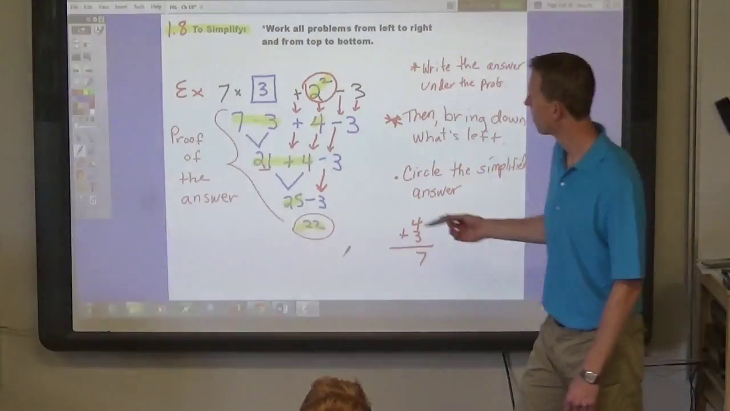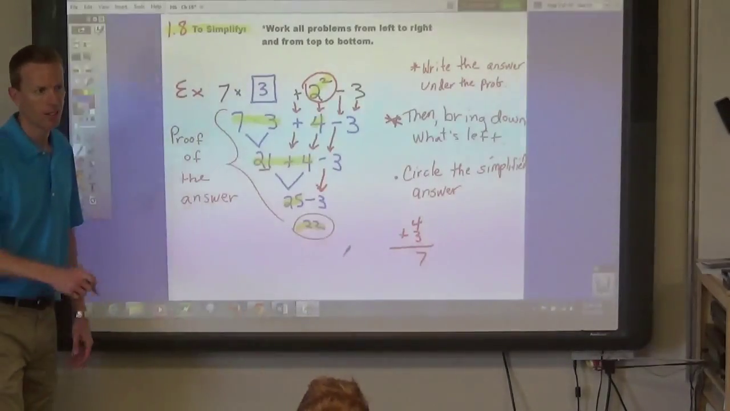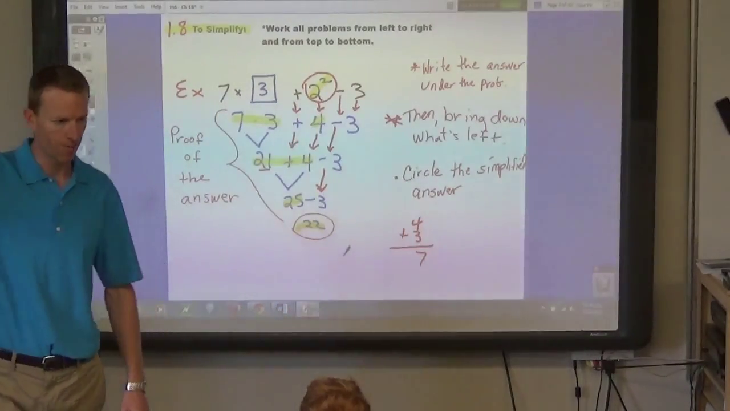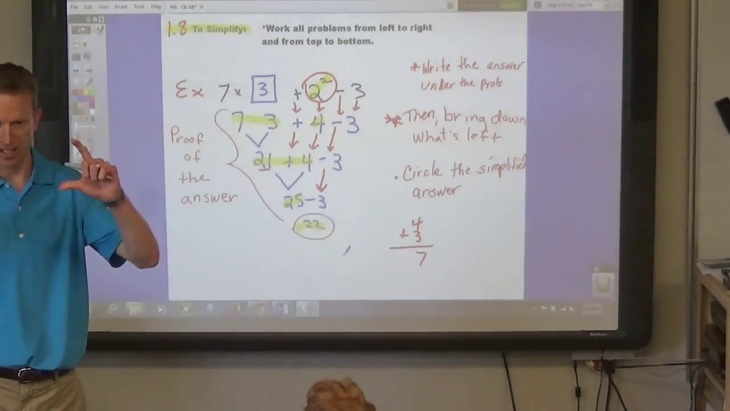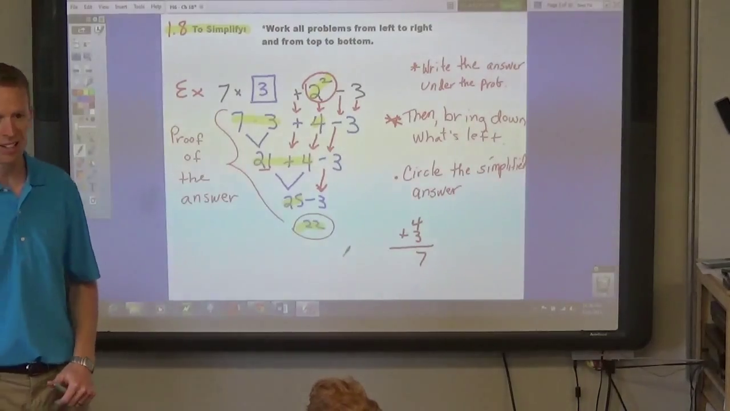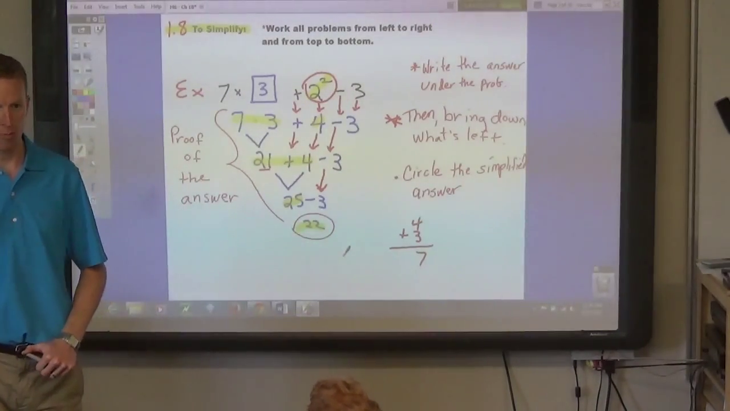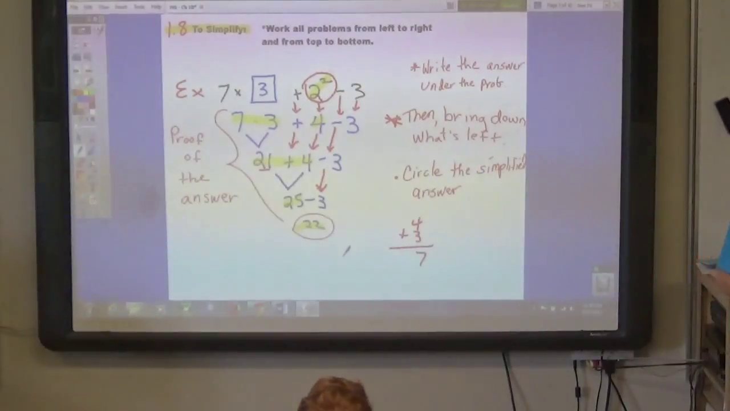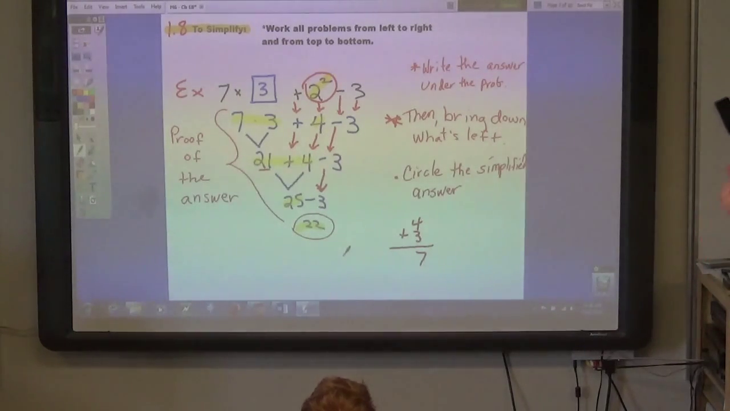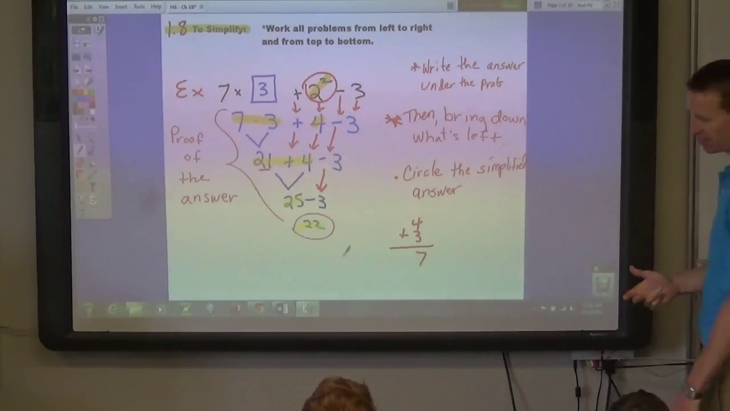Now, any questions so far? Let's go through the steps. First, in parentheses, then exponents, then multiply and divide, and then add and subtract. Say it this way: parentheses, exponents, multiply and divide, add and subtract. Parentheses, exponents, multiply and divide, and add and subtract.